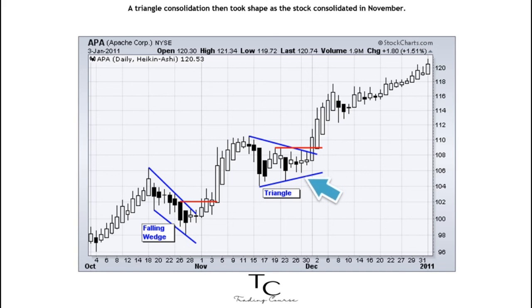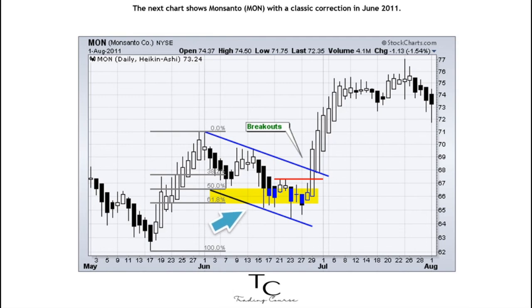A triangle consolidation then took shape as the stock consolidated in November. The upside breakout signaled a continuation of the bigger uptrend. The next chart shows Monsanto, MON, with a classic correction in June 2011. The Heikin Ashi candlesticks were more than adequate to identify this correction and subsequent breakout. Notice how a falling channel formed as the stock retraced around 61.80% of the prior decline. The big breakout in late June signaled an end to this correction and resumption of the advance.